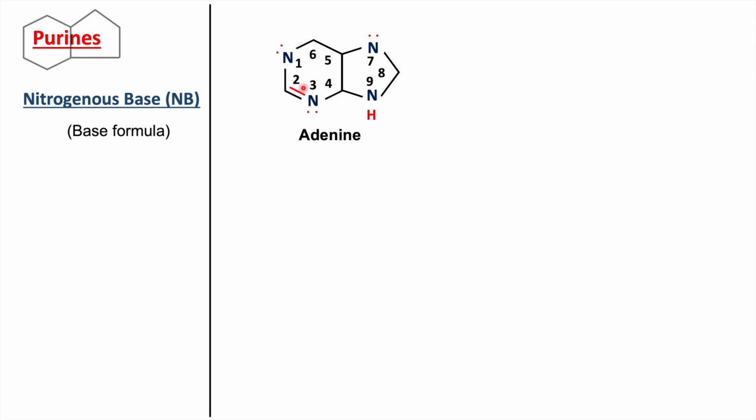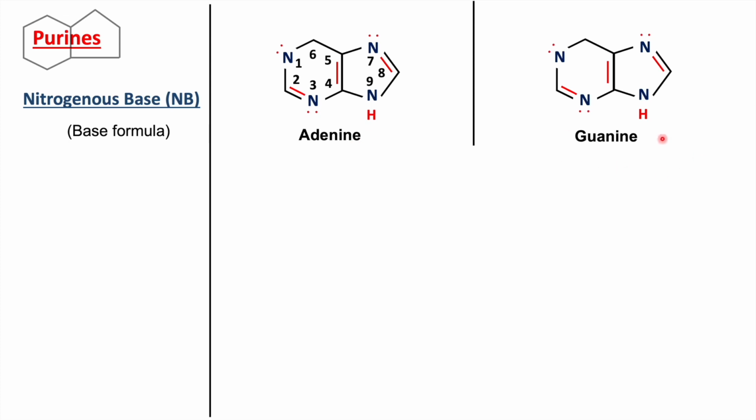Now it also has a double bond between position 2 and 3, position 4 and 5, and position 7 and 8. So this is the basic structure of purines. So this is guanine, which is also the same basic structure of purines. Now let's look at the difference between adenine and guanine.